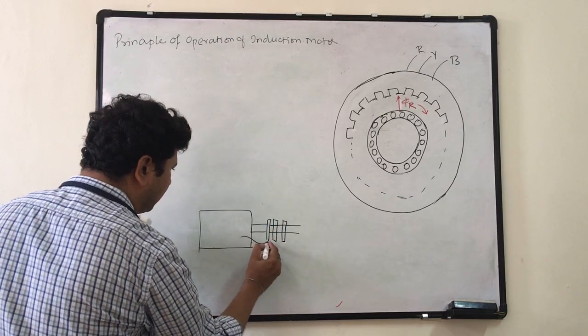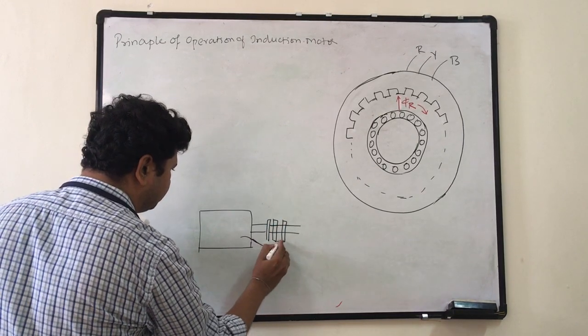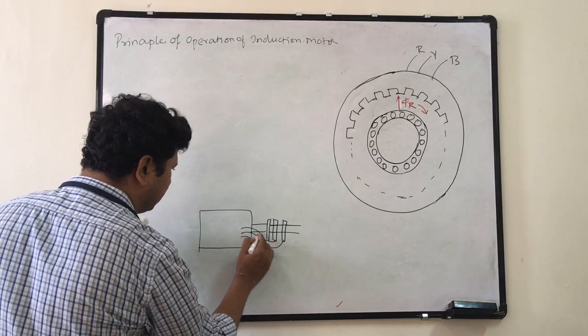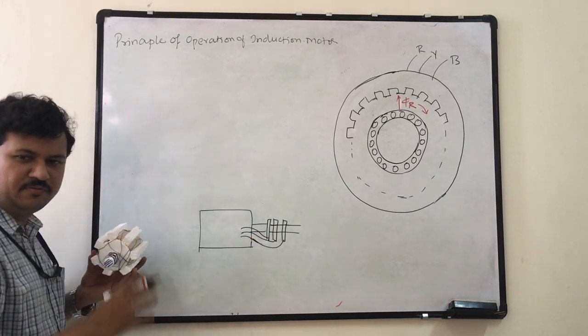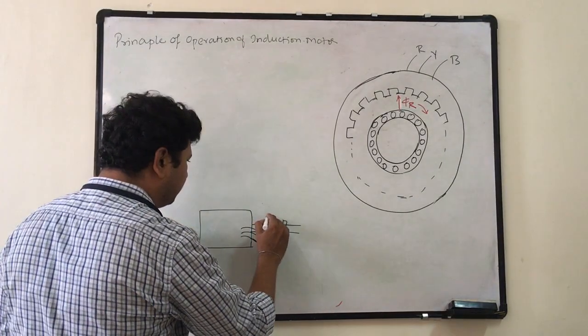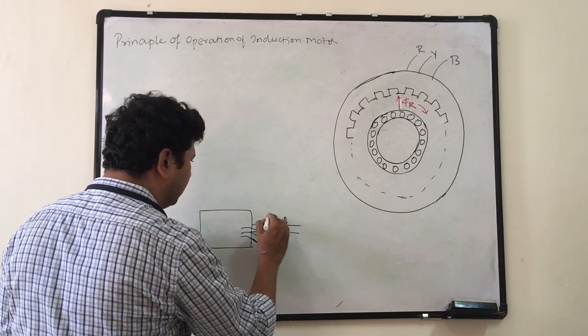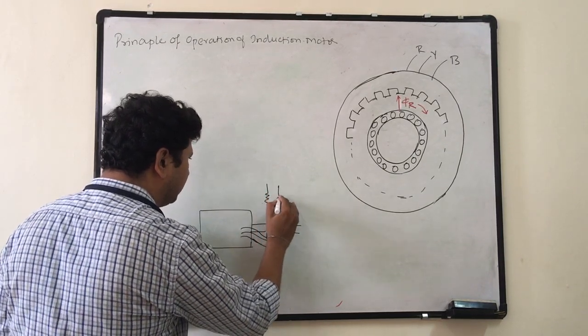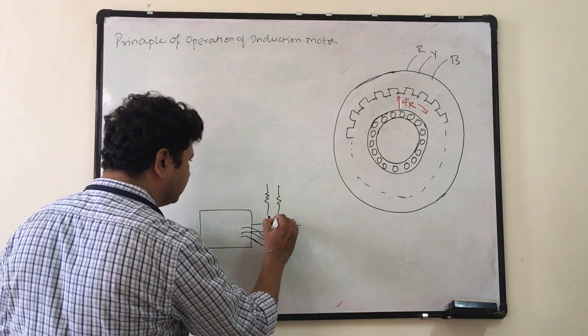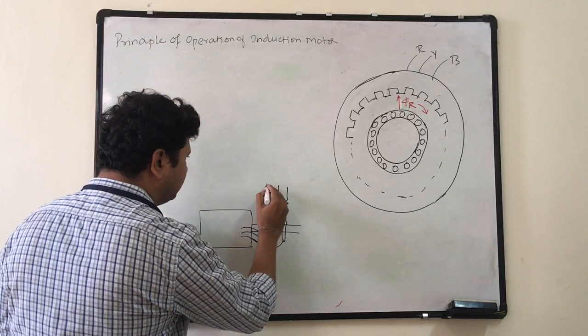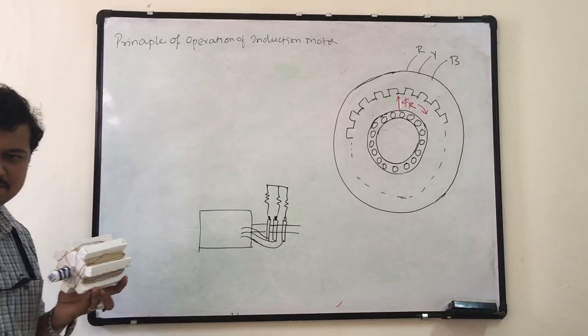Okay, so the winding will come here. From each phase, the winding is coming to slip rings, firmly connected, and through the brush arrangement, I am connecting these slip rings to external resistance. And these external resistances are short circuited.